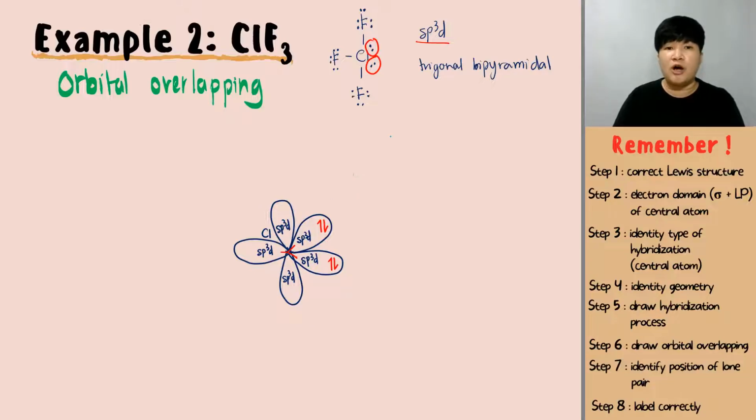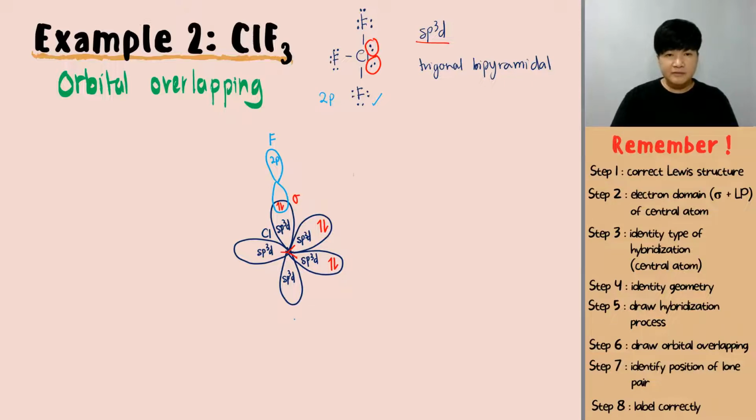Next, we are going to do the orbital overlapping between your sp3d and also your fluorine. Your fluorine obviously is a 2p orbital just now. So drawing the p orbital of your fluorine, knowing that is my 2p of the fluorine. Okay, it's an end-to-end overlapping. Make sure they are aligned. So in this overlapping area, that is my sigma bond.